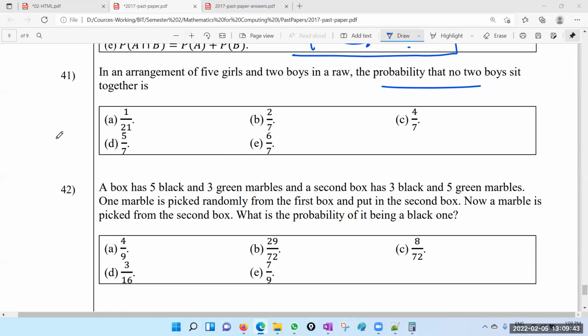In an arrangement of 5 girls and 2 boys in a row, the probability that no 2 boys sit together is. No 2 boys sit together. So this is an arrangement question, right? This is a permutation question.